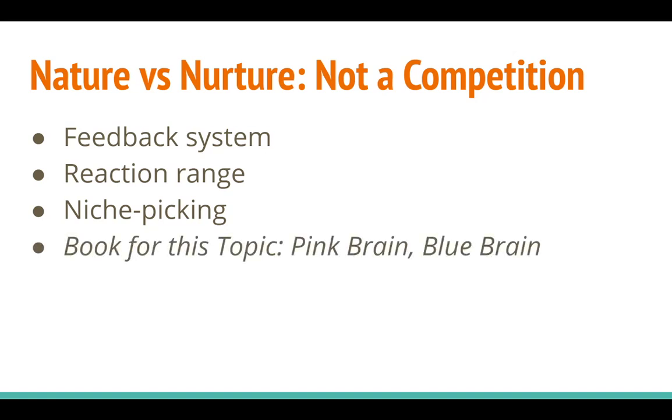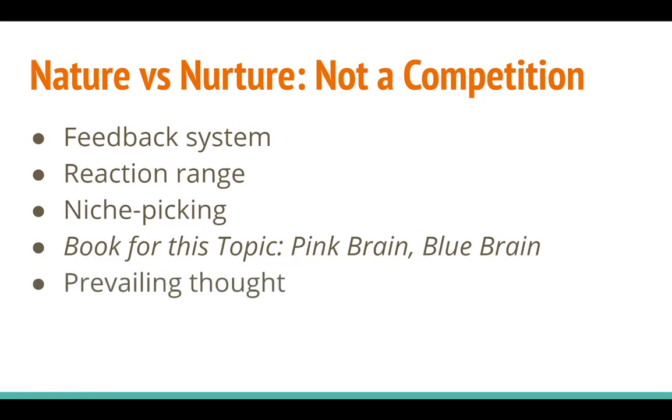If this is something you're interested in, Pink Brain, Blue Brain, one of the books on your list, talks about this a little bit: how girls and boys tend to seek out the environment that matches their tiny brain differences and how that exaggerates those differences. So what is the prevailing thought on nature and nurture?